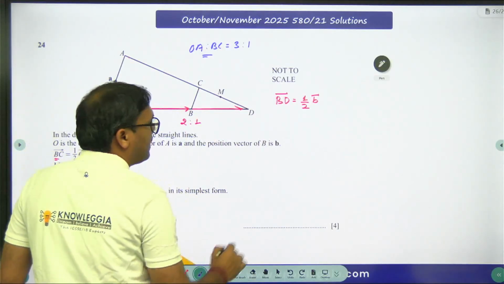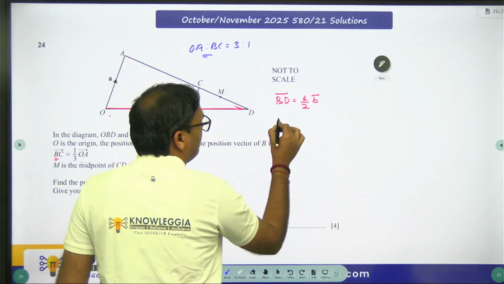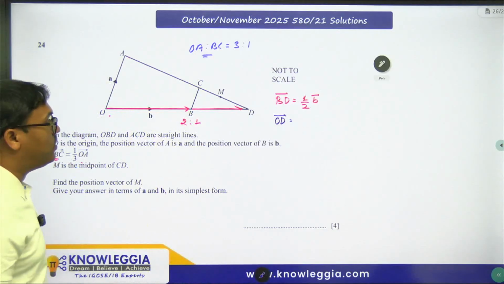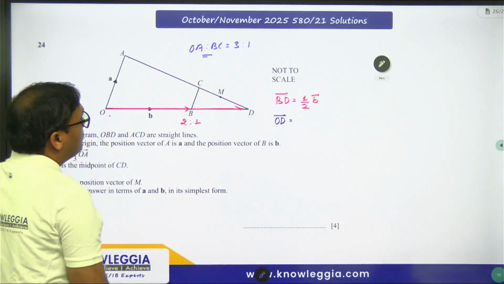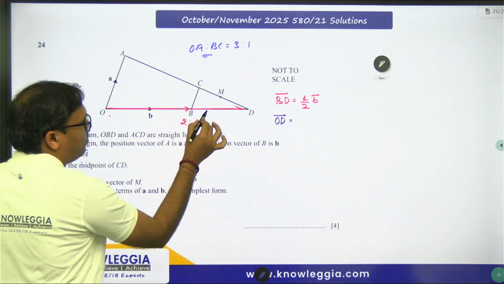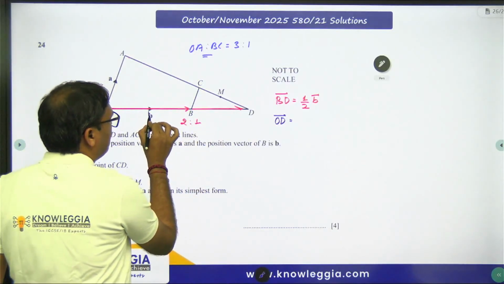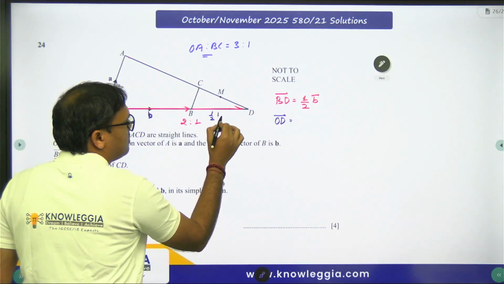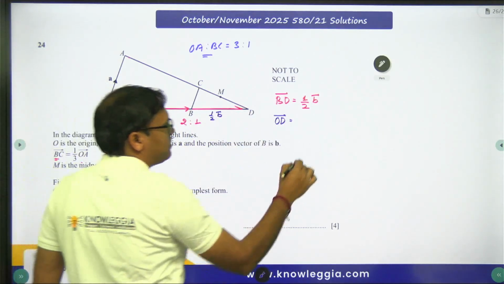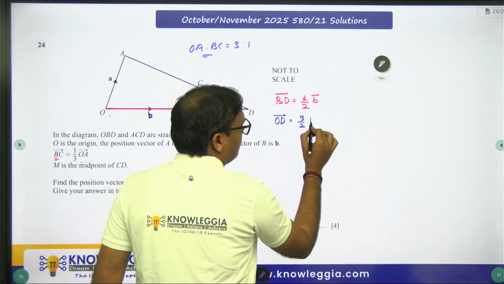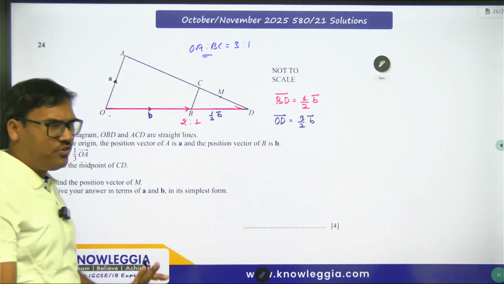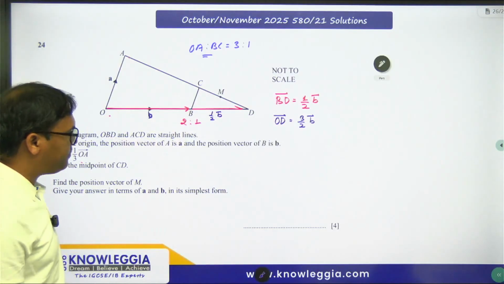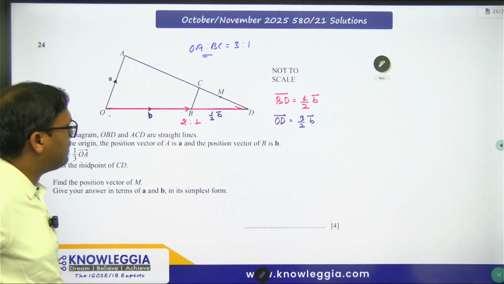So if I have this, that means I can find the OD vector. What is the OD vector? You can see, this is the B vector, and this is half of the B vector. So we will add these two. This is 3 by 2 B vector. I hope this first part is clear. This is how we can find the OD vector. Now we have the OD vector.